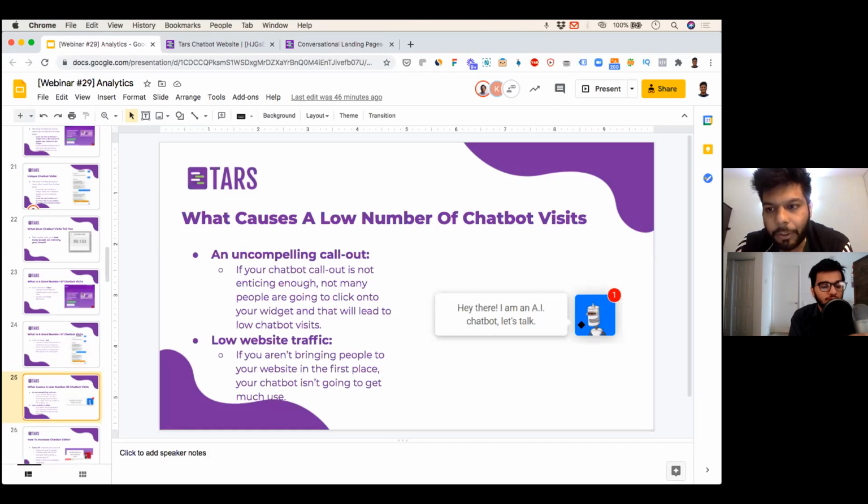And that's how you try to increase the number of clicks. We're almost half an hour into it, so I'll try to rush and finish up quickly. The second thing is, if you've got low website traffic, like 100 people coming on your website on a monthly basis, and you expect your chatbot to just bring in leads, that's not going to happen, right? Because the number of people visiting your chatbot is going to be a subset of the people coming on your website. If that is not happening, don't expect people to come on the chatbot as well.